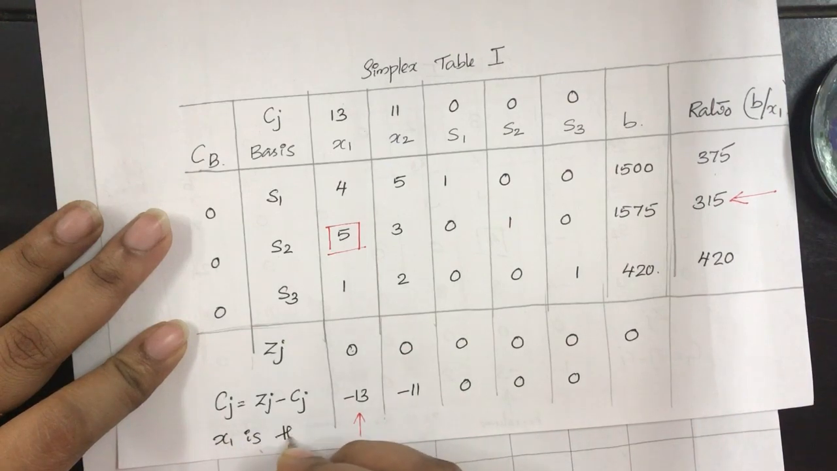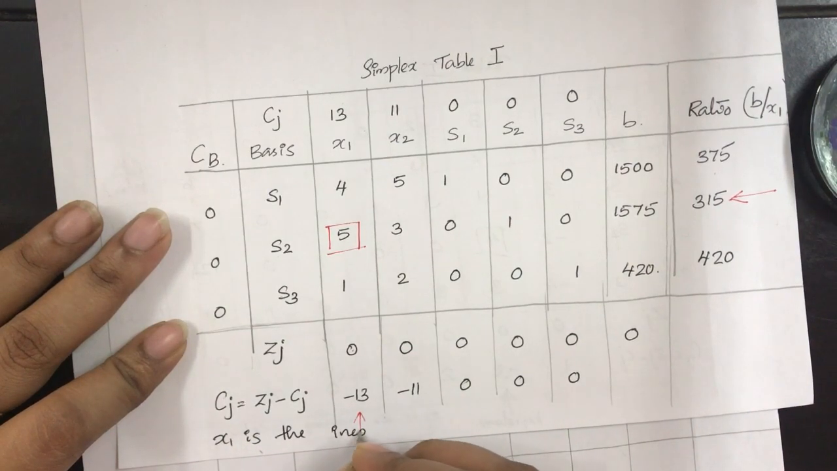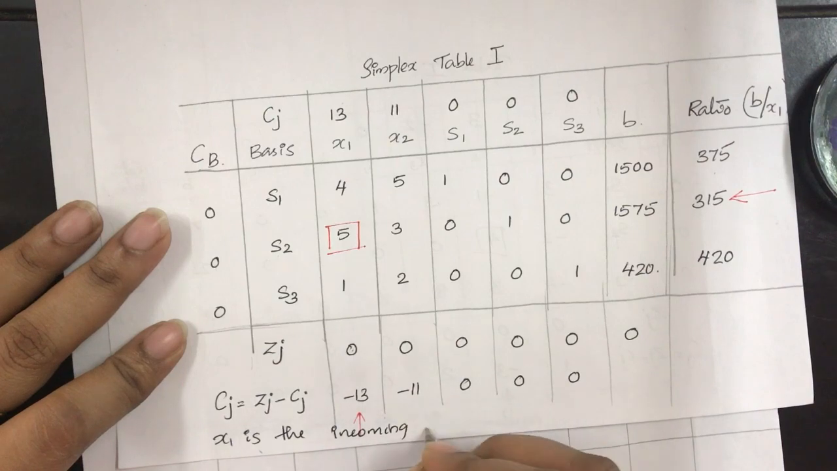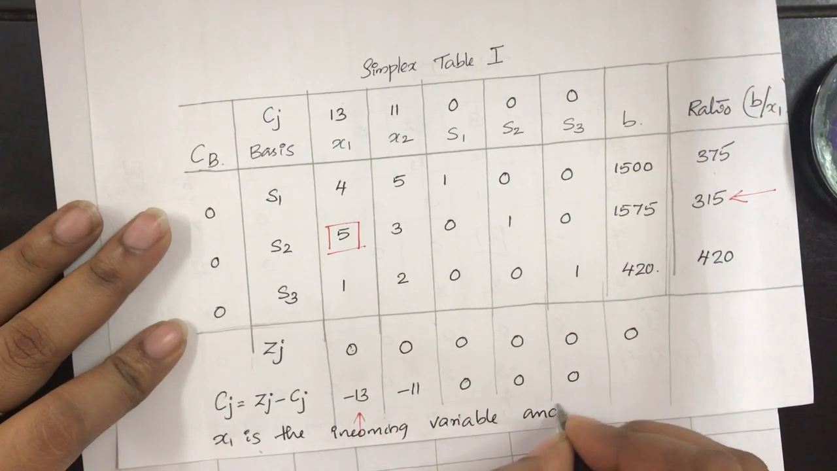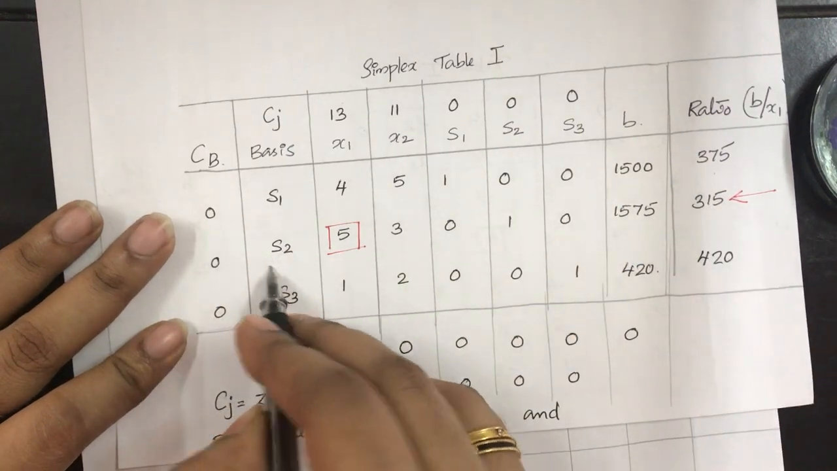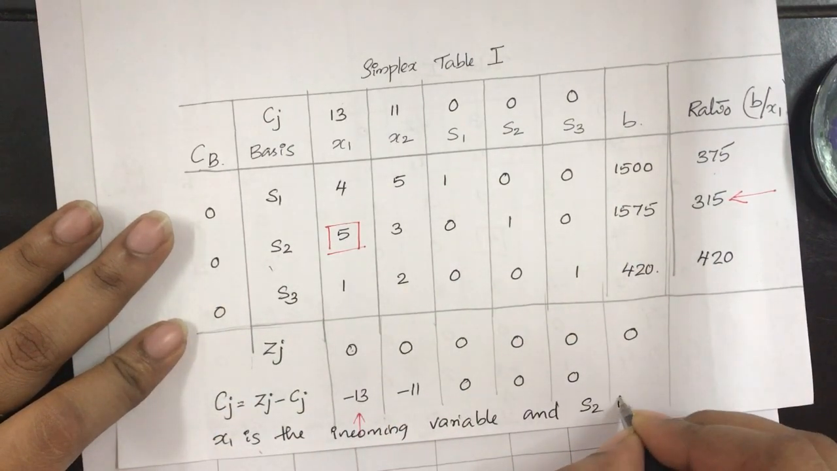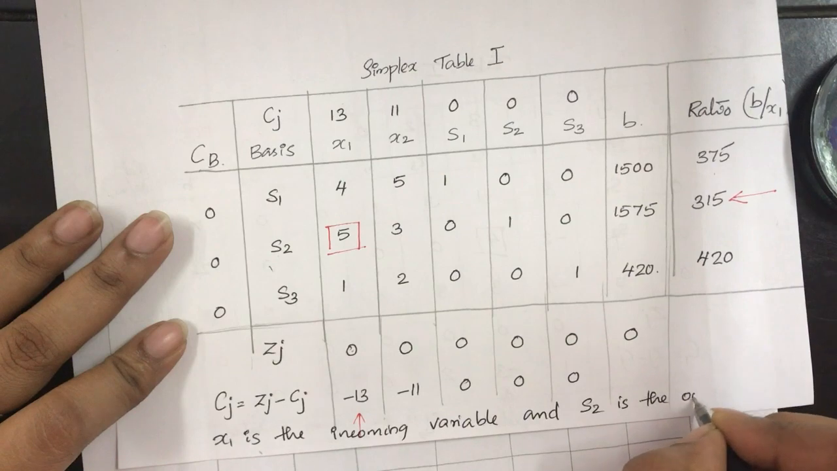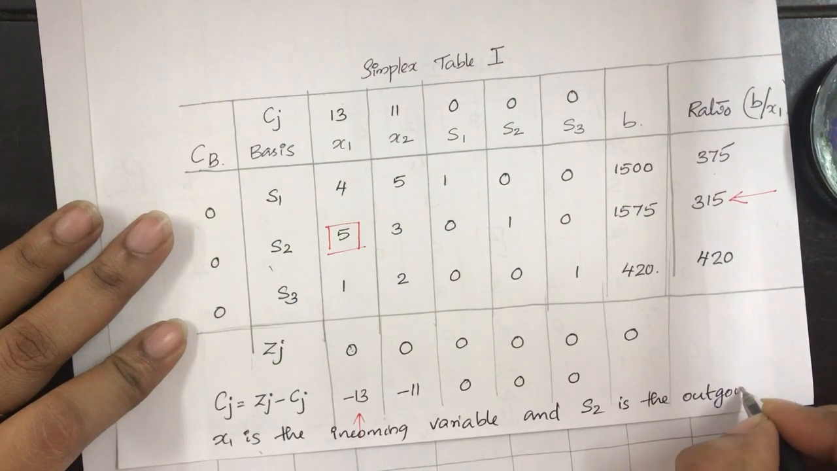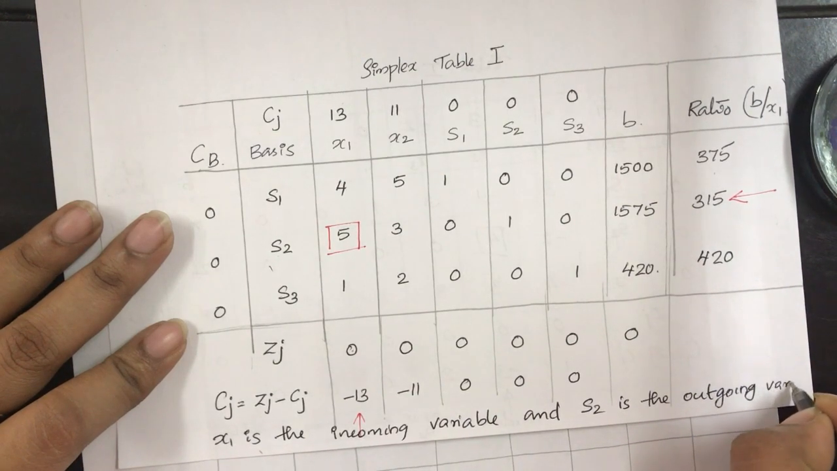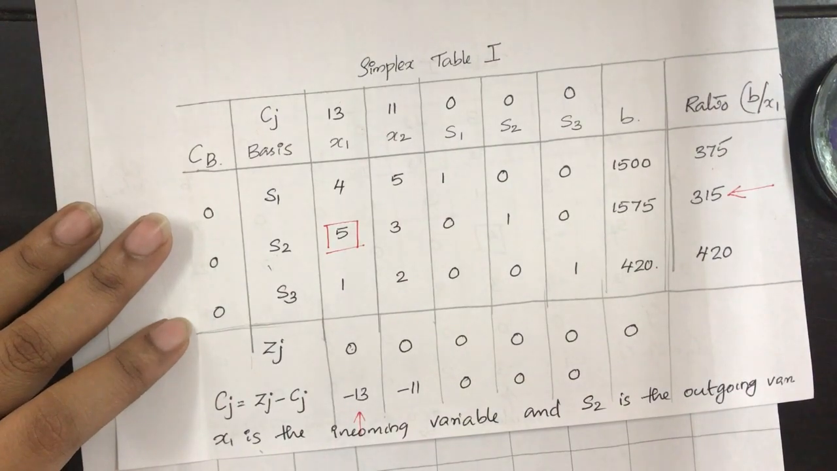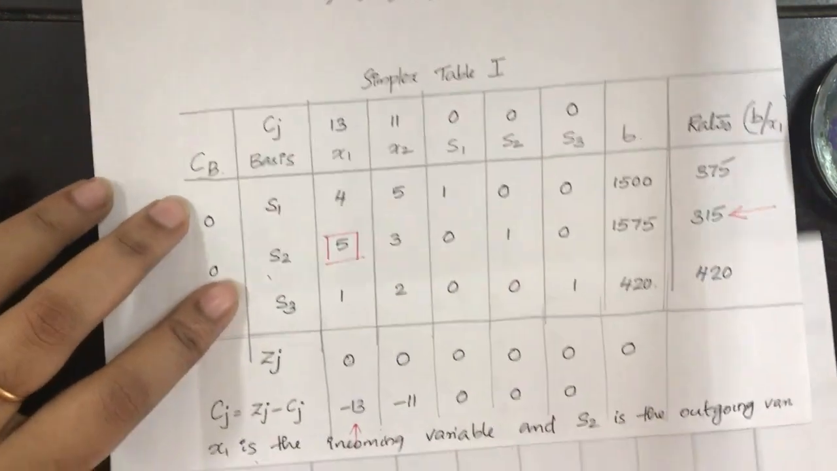x1 is the incoming variable and s2 is the outgoing variable.